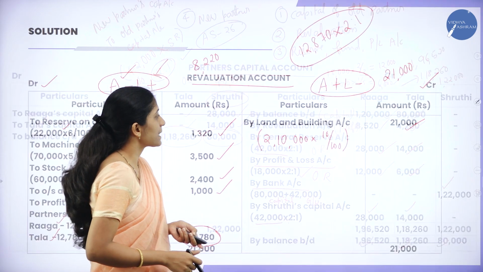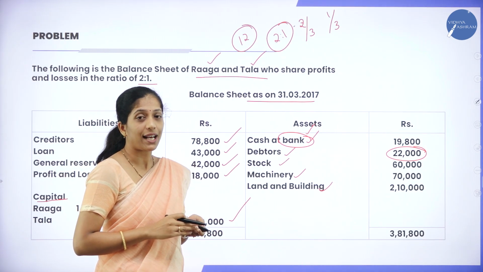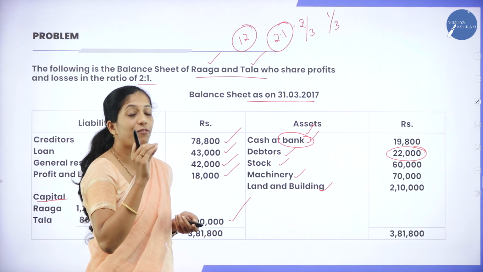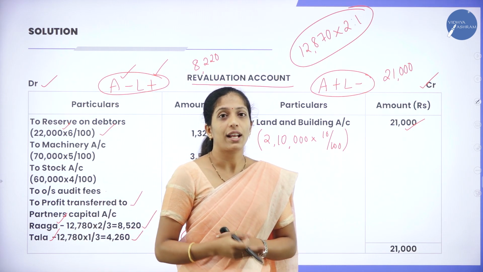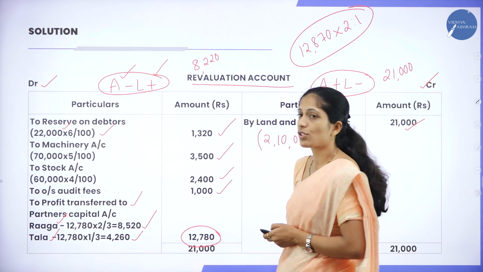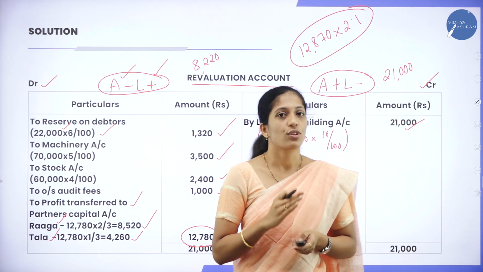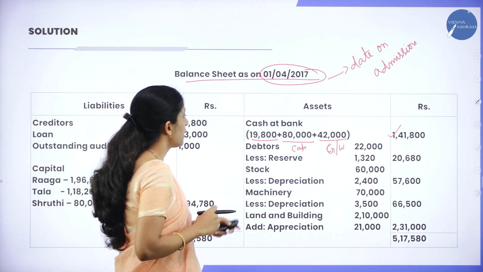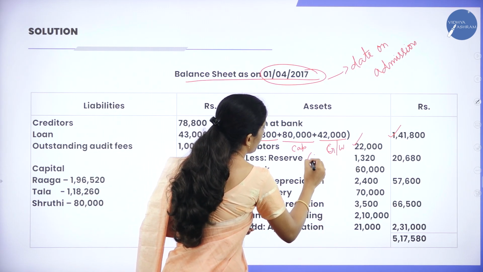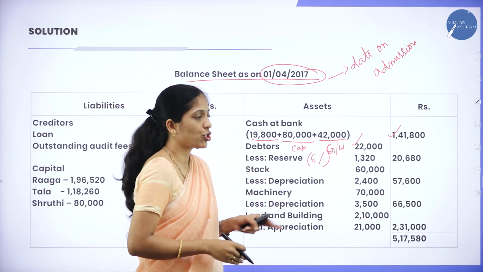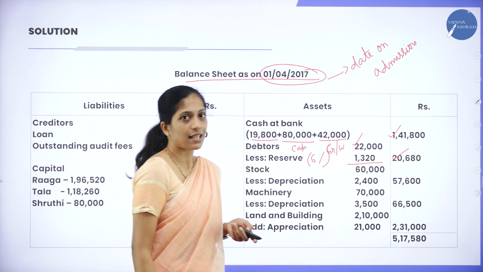Now let us go to the second item. The second item is debtors, but there is a provision for debtors at 6%, right? So we have to deduct that provision. We have already recorded the provision in the revaluation account. How much was it? 1,320. So it has to be deducted from debtors. So debtors 22,000 which was there in the balance sheet, less 6% reserve or provision. When you calculated, we got 1,320, so that is 20,680.